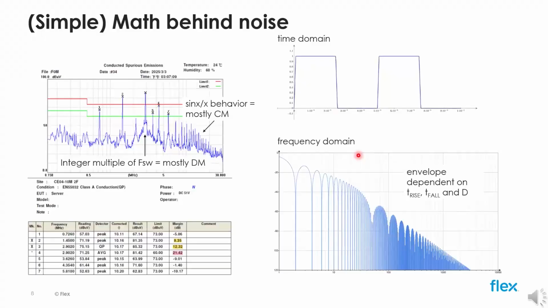In general, we can say that the fundamental switching frequency and its associated harmonics tend to be differential mode noise. Noise associated with rise and fall time of fast switching waveforms tends to be common mode noise and tends to be concentrated in the higher portion of the frequency spectrum. Harmonics are found at integer multiples of the fundamental switching frequency. High frequency noise is characterized by sin x over x behavior.